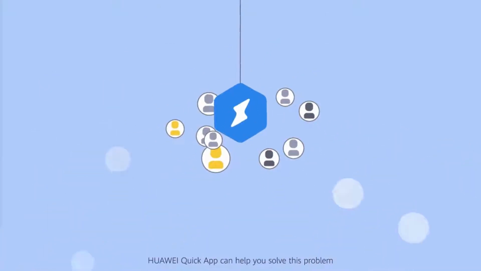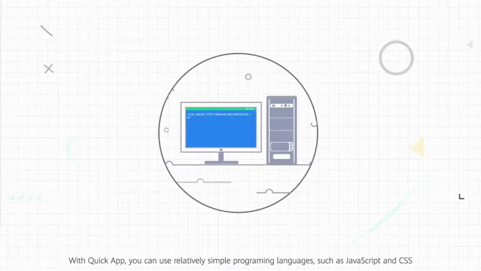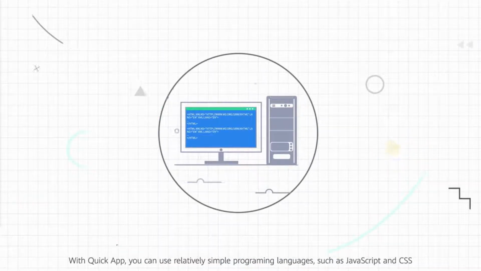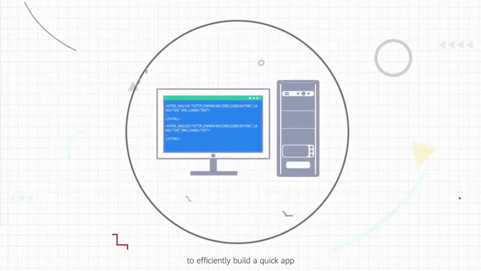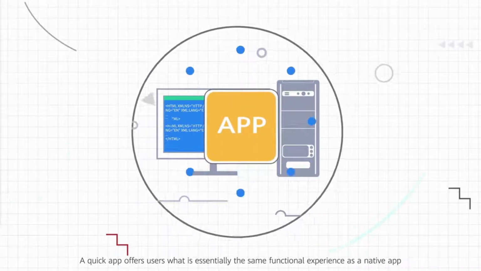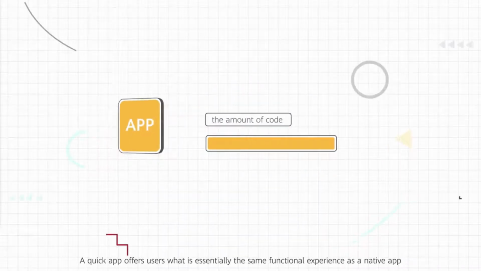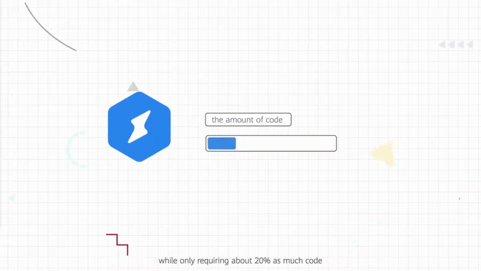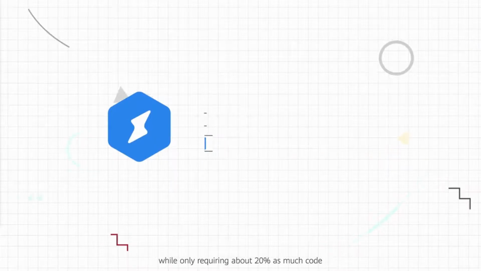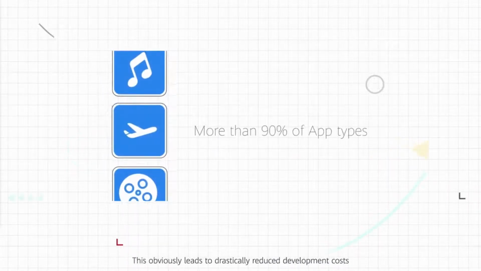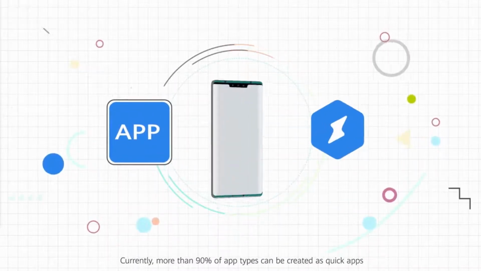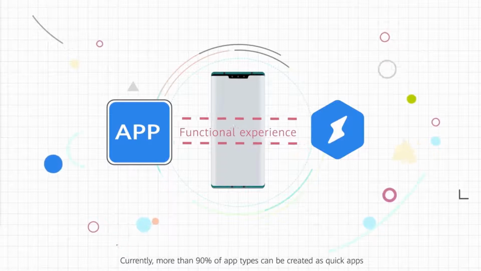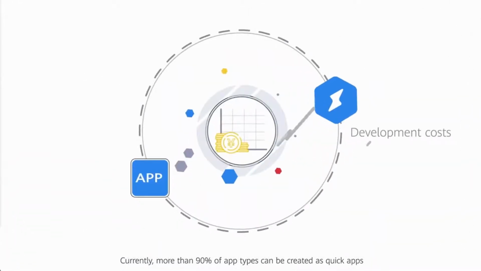Huawei Quick App can help you solve this problem. With Quick App, you can use relatively simple programming languages such as JavaScript and CSS to efficiently build a Quick App. A Quick App offers users essentially the same functional experience as a native app, while only requiring about 20% as much code. This obviously leads to drastically reduced development costs. Currently, more than 90% of app types can be created as Quick Apps.